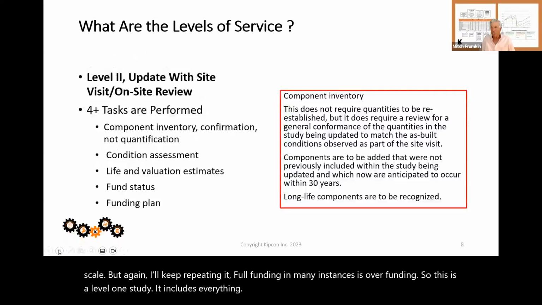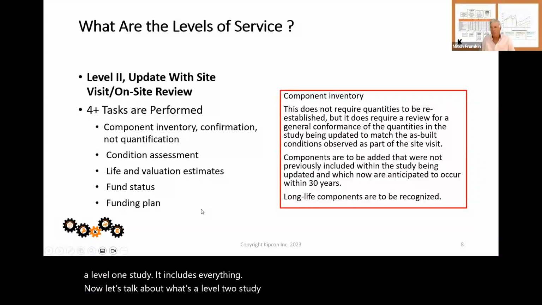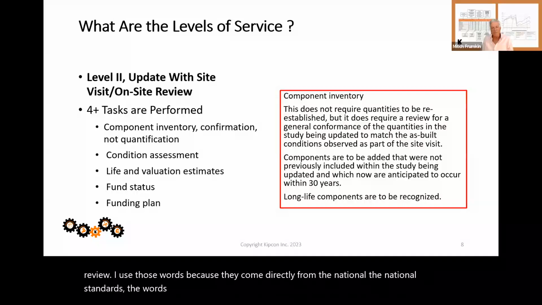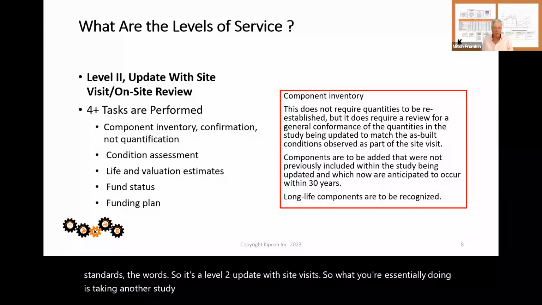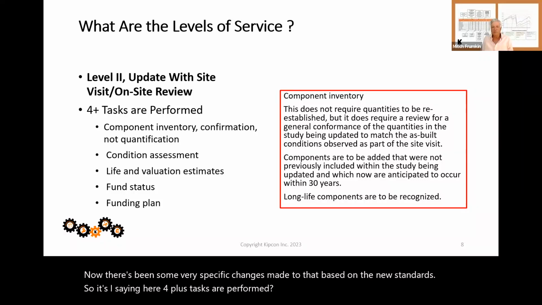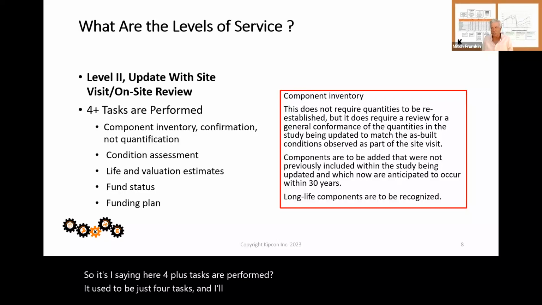Now let's talk about what a level 2 study is. It's an update with a site visit or on-site review. I use those words because they come directly from the national standards. So it's a level 2 update with a site visit. What you're essentially doing is taking another study that was done by the same firm or somebody else and updating it. Now, there have been some very specific changes made to that based on the new standards. So I say in here 4+ tasks are performed. It used to be just 4 tasks, and I'll tell you what the plus is in a second.